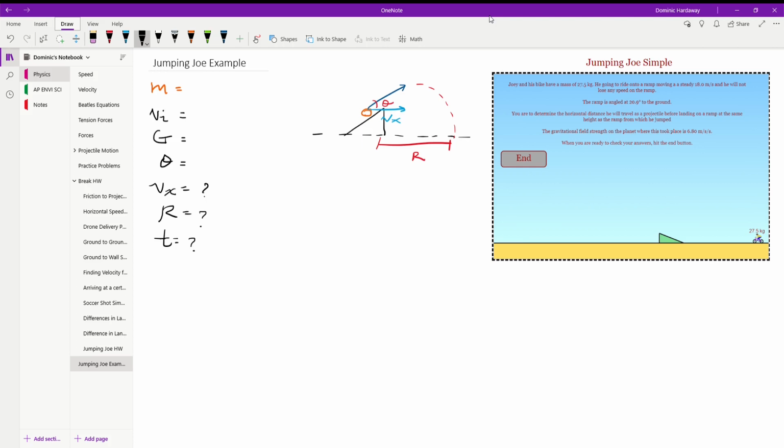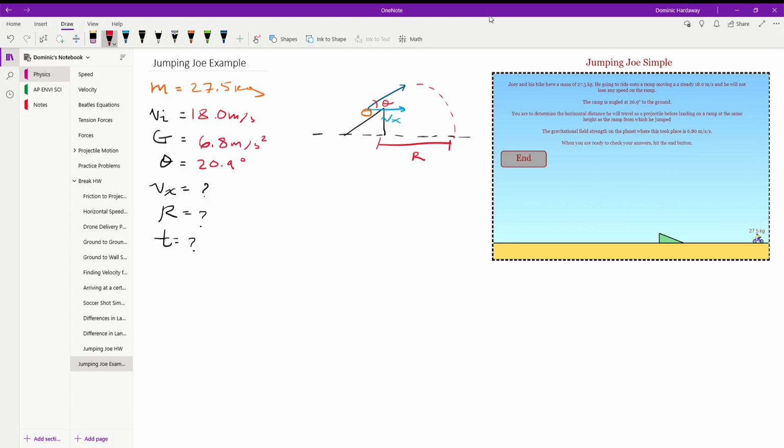Alright, so Joe and his bike have a mass of 27.5 kilograms. And he's moving with a steady 18.0 meters per second squared. And he won't lose any speed on the ramp. The ramp is angled at 20.9 degrees above the ground. We're going to determine his range that he travels flying off of the ramp as a projectile. And the gravitational field on this planet is 6.8 meters per second squared.